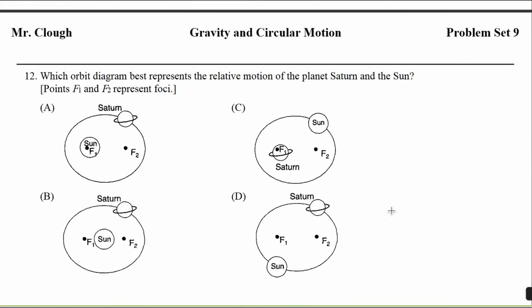12. So we have an object moving in a circle. Again, it's kind of based off of Kepler's laws. The idea that C and D are just complete nonsense. As far as the other ones, the whole idea is that the sun is located at the focal point of the ellipse. So the answer would be A.